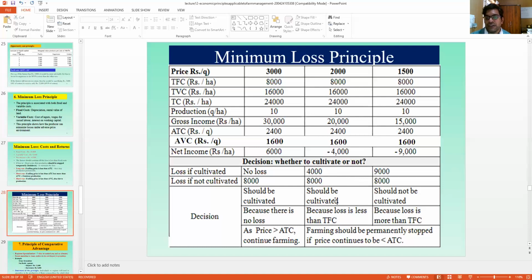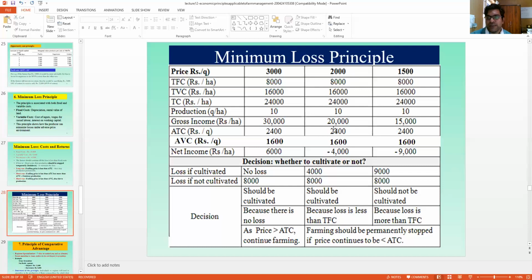Now look at the ATC. The farmer is obtaining 2,400, right? The price is 2,000. So you see the price is less than ATC. At the same time, the price is more than AVC. AVC is 1,600. The selling price of the farmer is more than AVC. It means what? The farmer is at least able to cover the variable cost, that is, the operating expenses, in that particular year. Why? Because the price is more than AVC. So the farmer should continue farming in the short run.